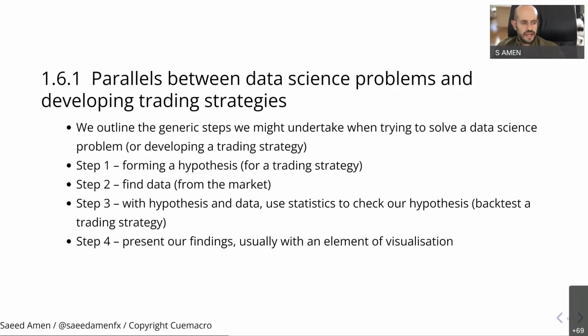So I'm just going to outline a few of the generic steps we might undertake when trying to solve a data science problem, or indeed developing a trading strategy. The first step is that we want to form some sort of hypothesis, whether it's a data science problem or a trading strategy. The second step is that we need to find data. Typically we'll get this from the market, although increasingly we might try and look at alternative data sets, which are sourced from outside the market as well. And then the third step is that with our hypothesis and our data, we want to use statistics to check our hypothesis. So this basically involves backtesting a trading strategy.